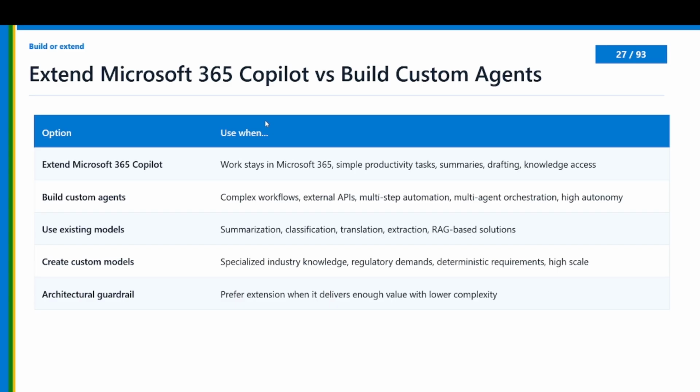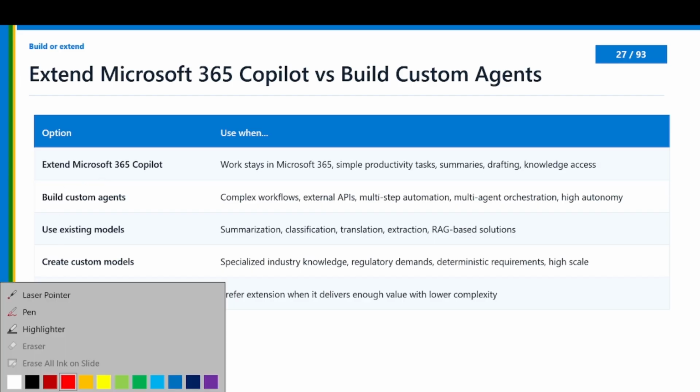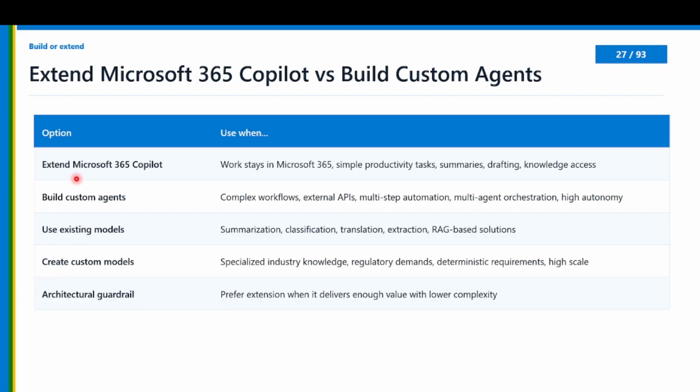Know when to use Microsoft 365 Copilot, and know when to build a custom agent using Copilot Studio and Microsoft Foundry. These are the three platforms available. So, the options and when to use them. The first one we have here is extend Microsoft 365 Copilot. When do you need to extend Microsoft 365 Copilot?